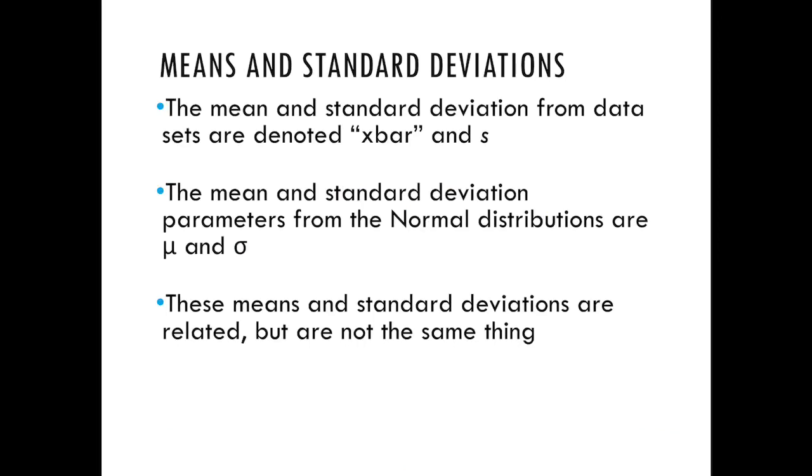So mean and standard deviation: once again, the mean and standard deviation from the data are denoted as x bar and s. And the mean and standard deviation for parameters of the normal distribution are mu and sigma. The mean and standard deviation are related but are not the same thing. Remember that for x bar and mu, we're calculating it the same way. However, for standard deviation, depending on if we're looking at it from a population standpoint or a sample standpoint, the equation will change slightly for the degrees of freedom.